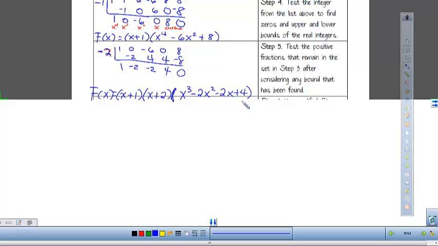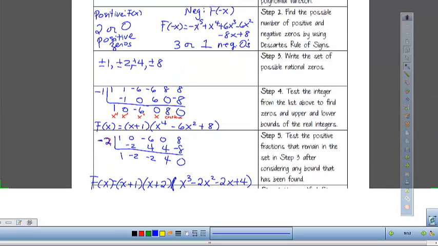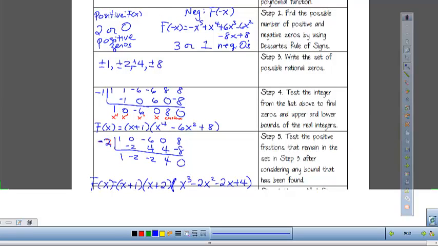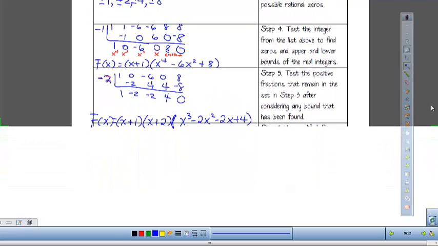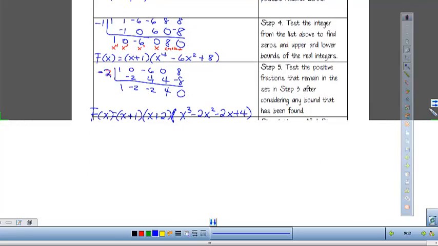So what else did you try? Two? Okay. Now also the other thing that I was thinking about is we've got two negative zeros, so shouldn't we have a third? Or did I miss that? For negative zeros we said what? 3 or 1. Okay. So that's why I kind of stayed on the negative side once I had the second one. But what did you find that worked? 2? Okay. Let's try 2.